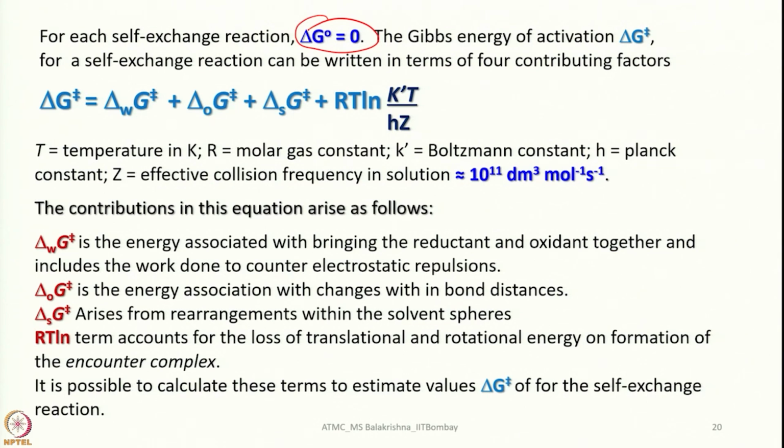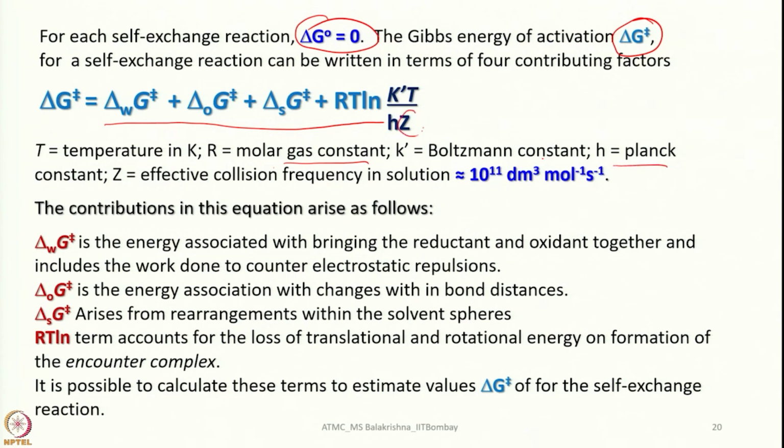So, the Gibbs energy of activation can then be given for this reaction using the following expression here. That means towards the Gibbs energy of activation 4 terms contribute, which are those? Of course, the temperature T is there, in Kelvin. You are familiar that R is the molar gas constant, and k prime is the Boltzmann constant and h is Planck's constant.